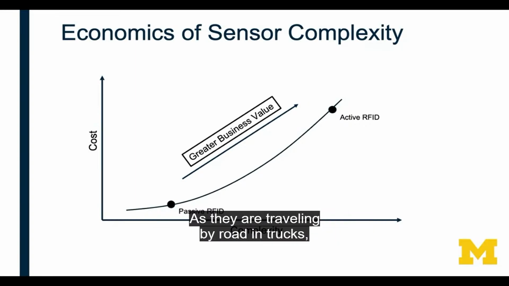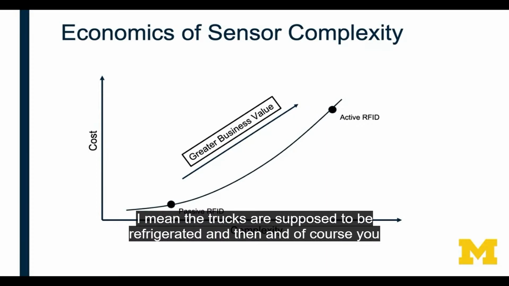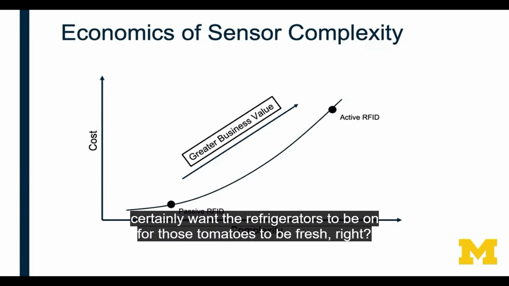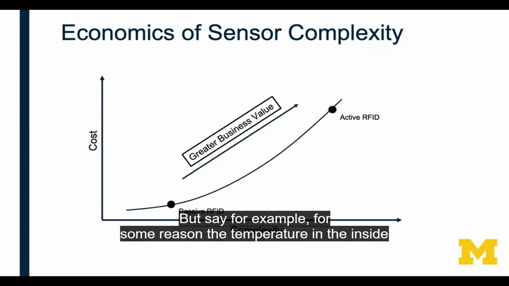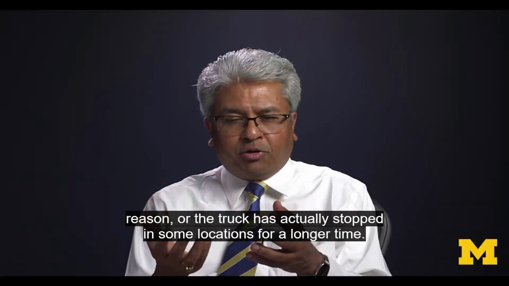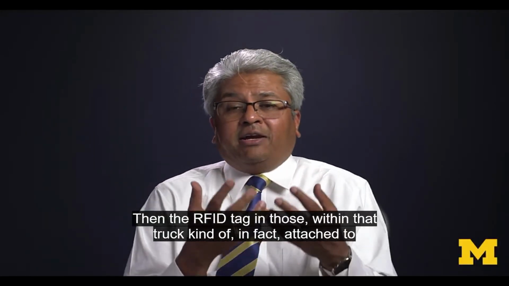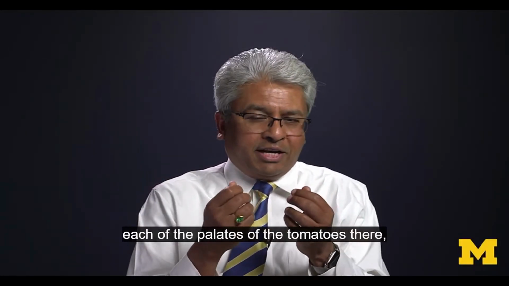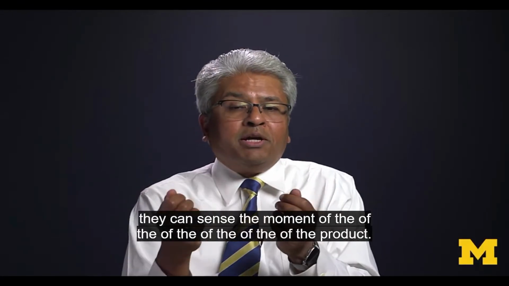Let's assume that. As they're traveling by road in trucks, the trucks are supposed to be refrigerated, and of course you certainly want the refrigerator to be on for those tomatoes to be fresh, right? But say, for some reason, the temperature inside the refrigerated truck goes up because it's not working, or the truck is stopped in some location for a longer time. Then the RFID tags attached to each of the pallets of tomatoes can sense the movement of the product.